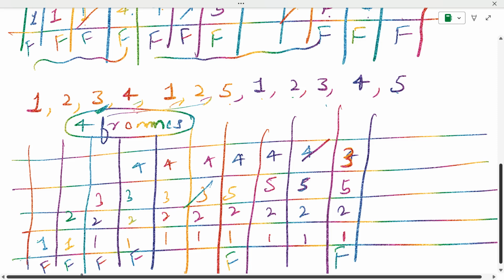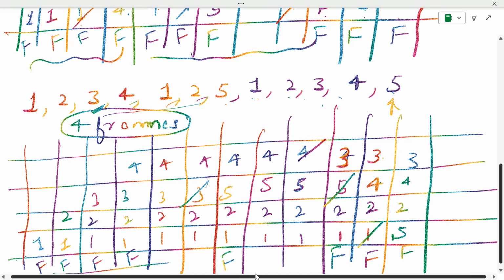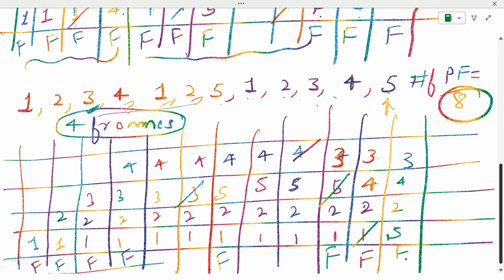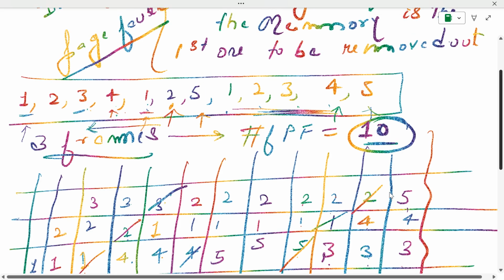Now 4 we are referring, and we don't have 4 here, so out of 5 1 2 3, which page are we going to replace? 5 is replaced with 4, so it is also a page fault. Now 5 came, and out of 1 2 3 4, which page are we going to replace? We replace 1 because it came first, so 1 is replaced with 5, and this is also a page fault. So altogether, the number of page faults with 4 frames is 8. Here, if we increase the number of frames, the page faults decrease from 10 to 8.